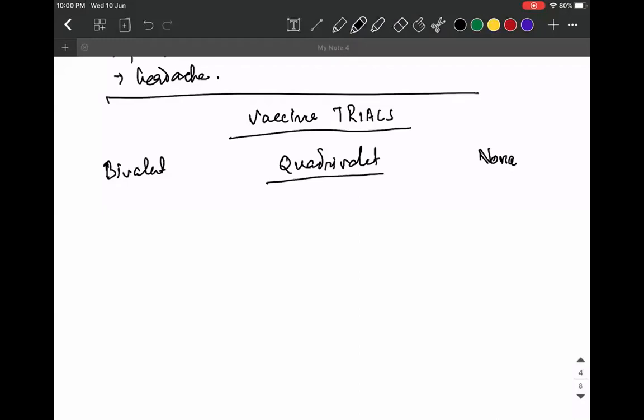Okay. So for the quadrivalent vaccine, which is basically Gardasil, the trials are Future 1, Future 2, and the Future 3 trial. And these trials came in the year 2007. In the Future 1 trial, basically they checked 3 doses of the quadrivalent vaccine versus placebo.